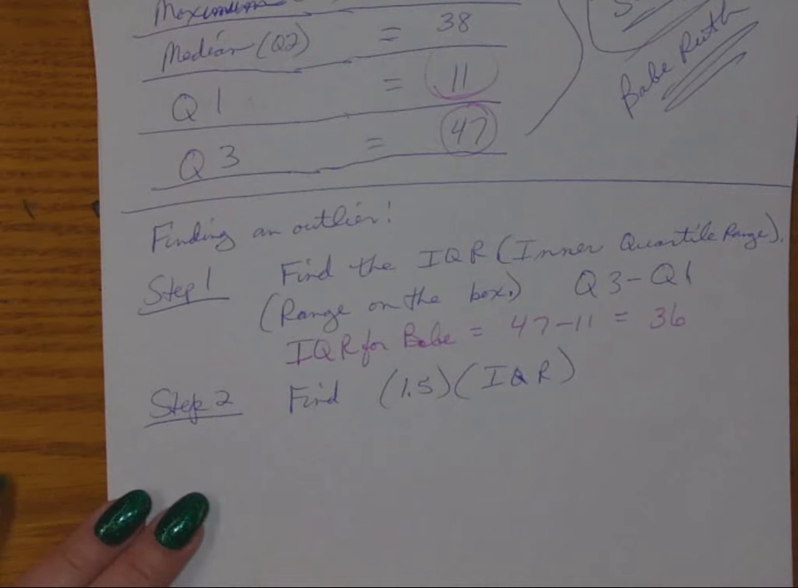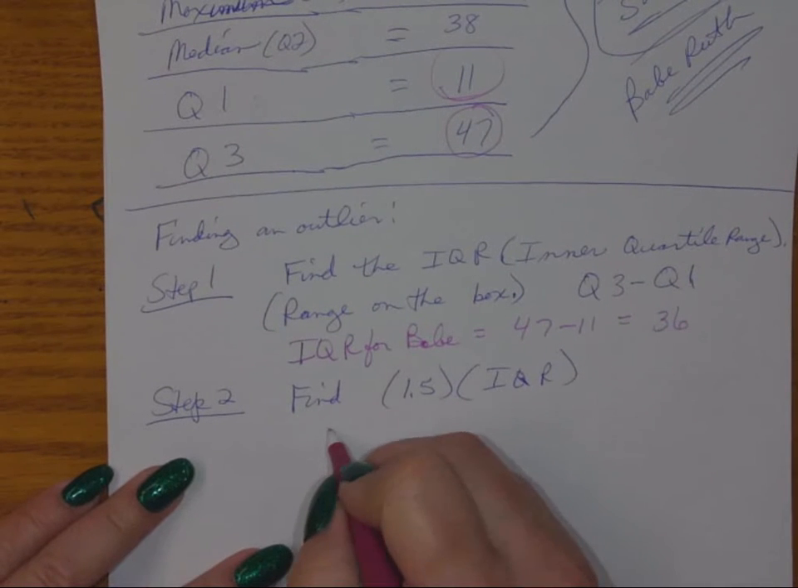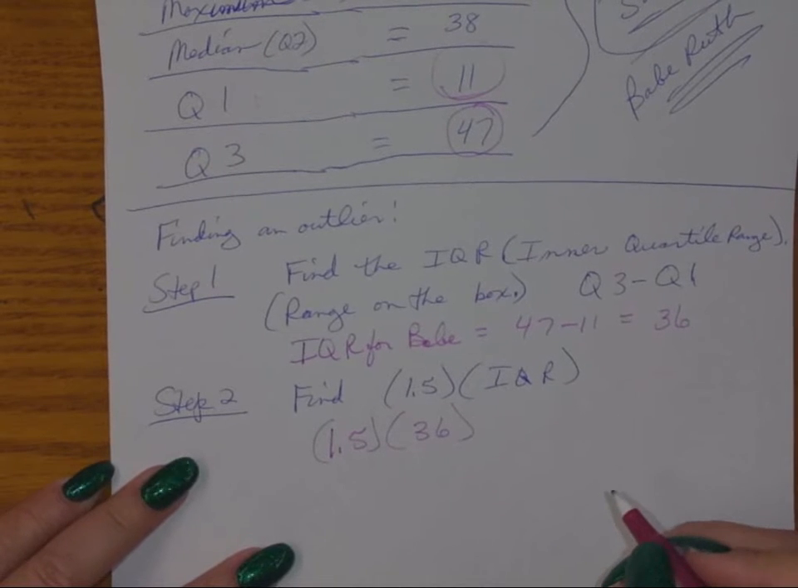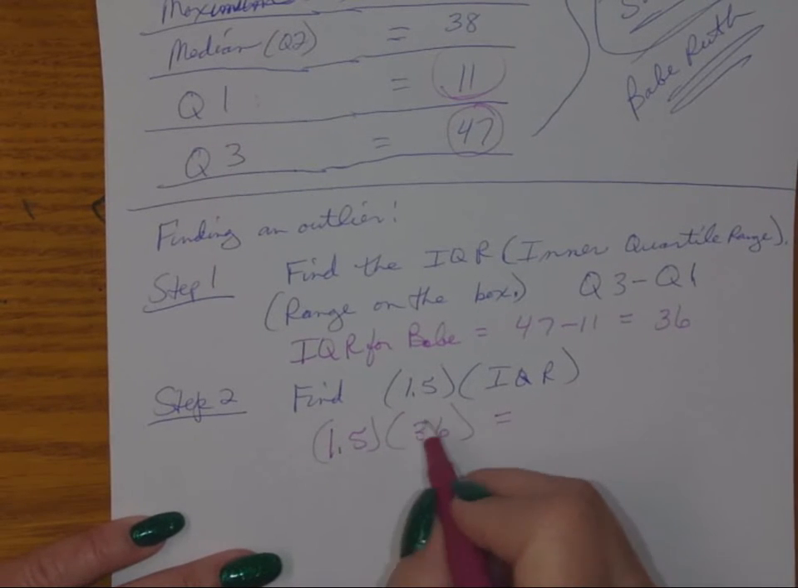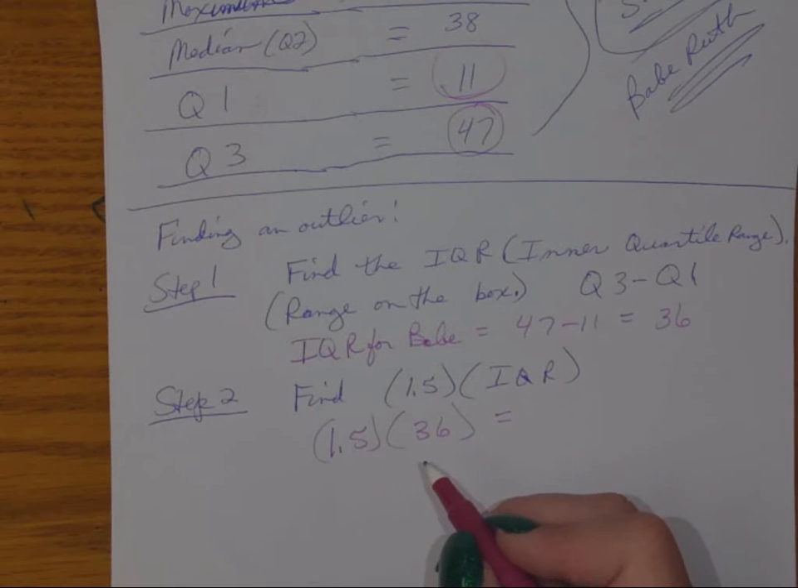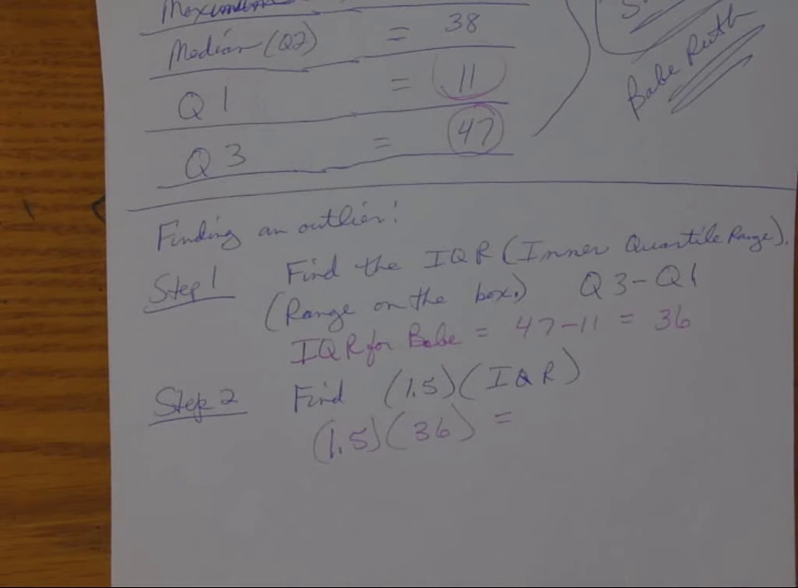Okay, so let's do this calculation. Well, 1.5 times 36, which was the IQR for Babe Ruth, right? Well, half of that is 18. 36 plus 18. Help me with that arithmetic. Half of that is 18, so 54. There we go.